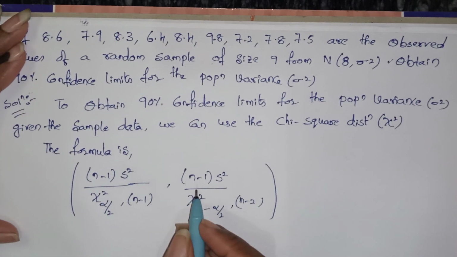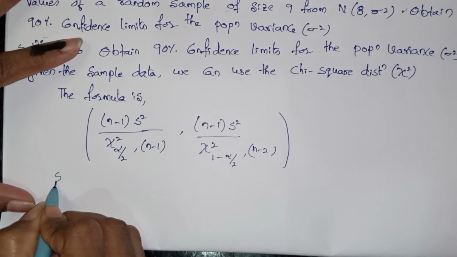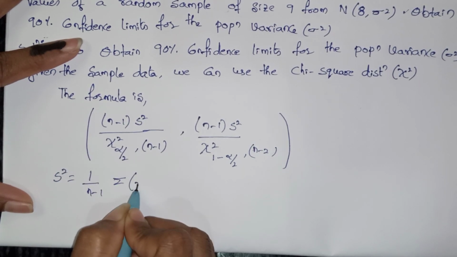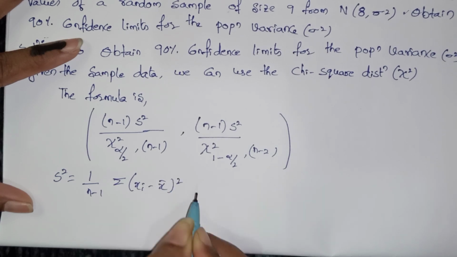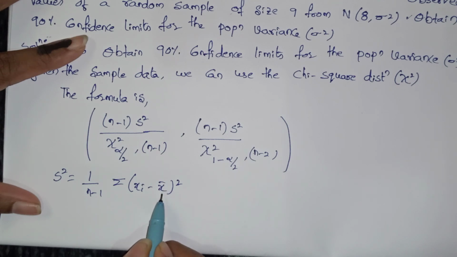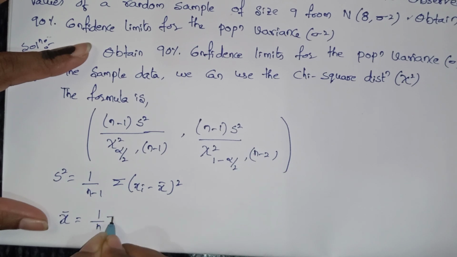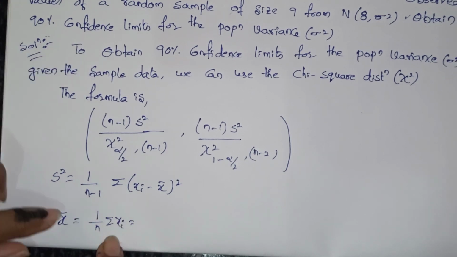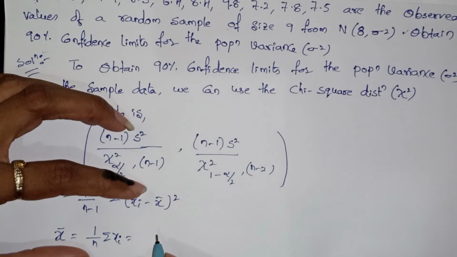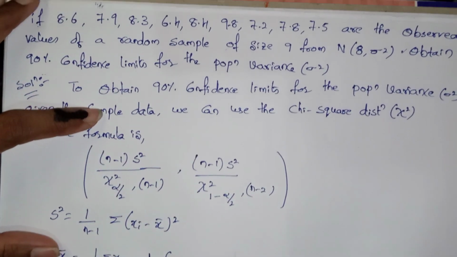And these are the confidence limits formula. In order to find s square, what is the formula? 1 by n minus 1 summation xi minus x bar whole square. If you want to find s square, what do we have to find first? We have to find x bar, that means the mean. So x bar equals 1 by n summation xi. The xi values are 8.6 and all those given values. Now we are going to find that value.